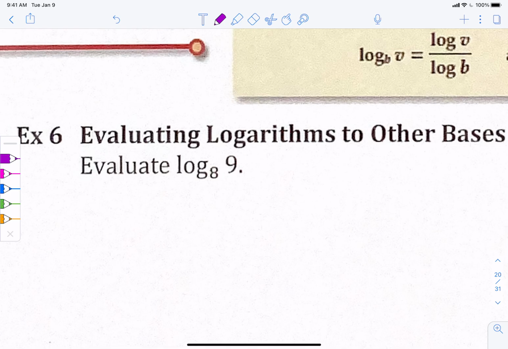So check this out. What I would start by doing, if I was solving this, is say, let's say it equals x. Don't write this down. I'd flip it around: 8 to what power gives you 9? How many times do I take 8 times itself to get 9? That's where it falls apart. 8 to what power gives you 9? It doesn't work, right?